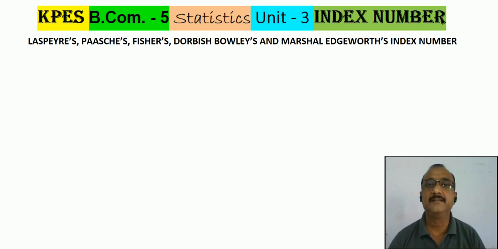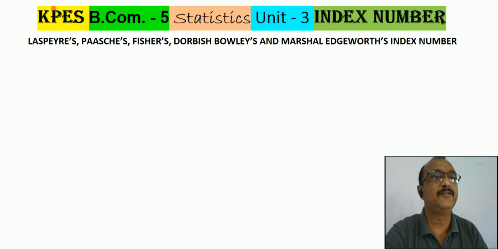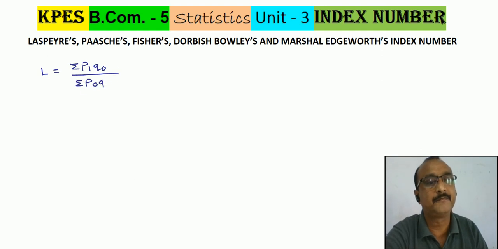Today's topic is Laspeyres, Paasche, Fisher, Drobish-Bowley and Marshall-Edgeworth index numbers. First of all, we are writing the formulas of Laspeyres, Paasche, Fisher and Bowley in index numbers. First, the formula of Laspeyres is L equals sigma p1 q0 divided by sigma p0 q0 into 100.